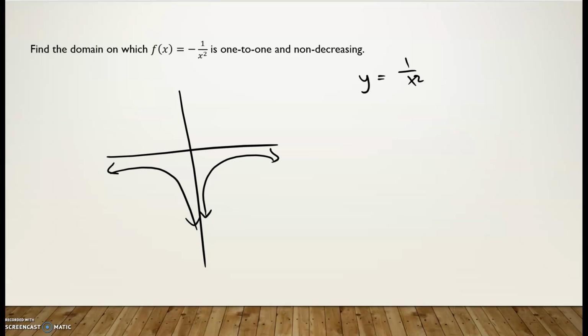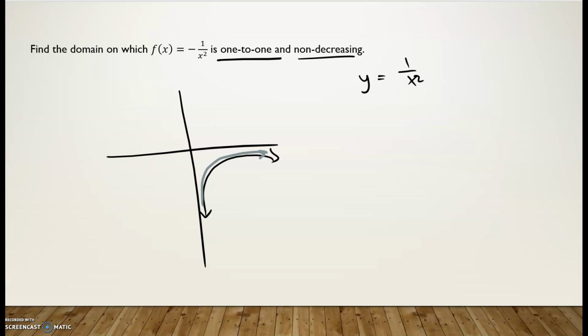Now it says we want this to be non-decreasing. Okay, find the domain on which this is 1-to-1 and non-decreasing. So if we get rid of this right here, and let me show you why, because you're starting here and you're going down, so this would be decreasing. You're starting over here and you're going up, this would be increasing. So if I get rid of this part over here, well, number 1, it's 1-to-1 because it passes the horizontal line test. And number 2, it is non-decreasing, so it's not necessarily increasing, but it could be constant, but it's not a decreasing function.